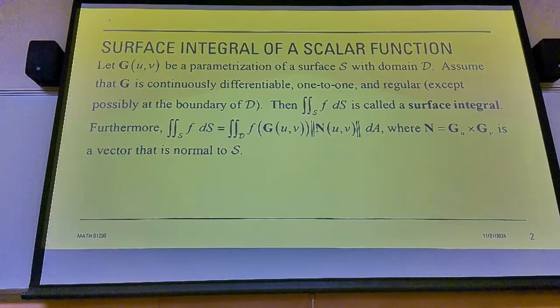Here it actually doesn't matter, right? Because when you take its norm, you get one value. But orientation will matter later. For a scalar function.